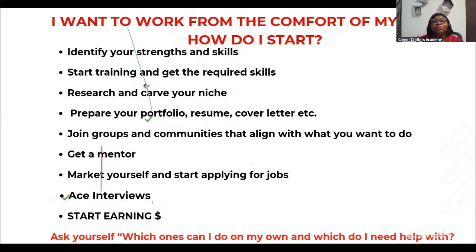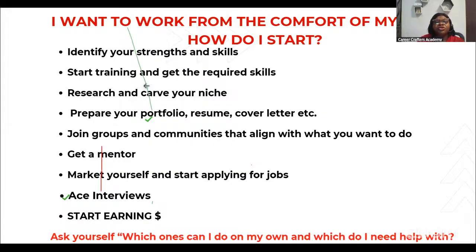You also need to prepare your weapon. Before you go into the battlefield, you have to have your sword, have to have your arrow. Some of you need to have your catapult, whatever it is, or stone. You have to have something you're going to fight with. So you need to prepare your portfolio, you need to prepare your resume, you need to prepare your cover letter, you need to prepare all of these things that you need to win your battle.